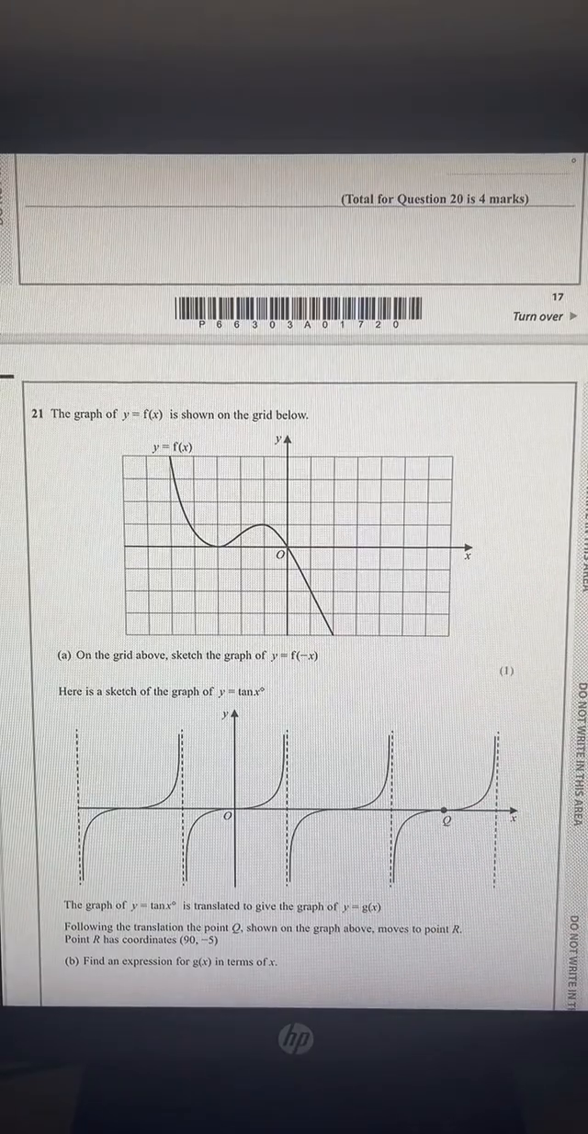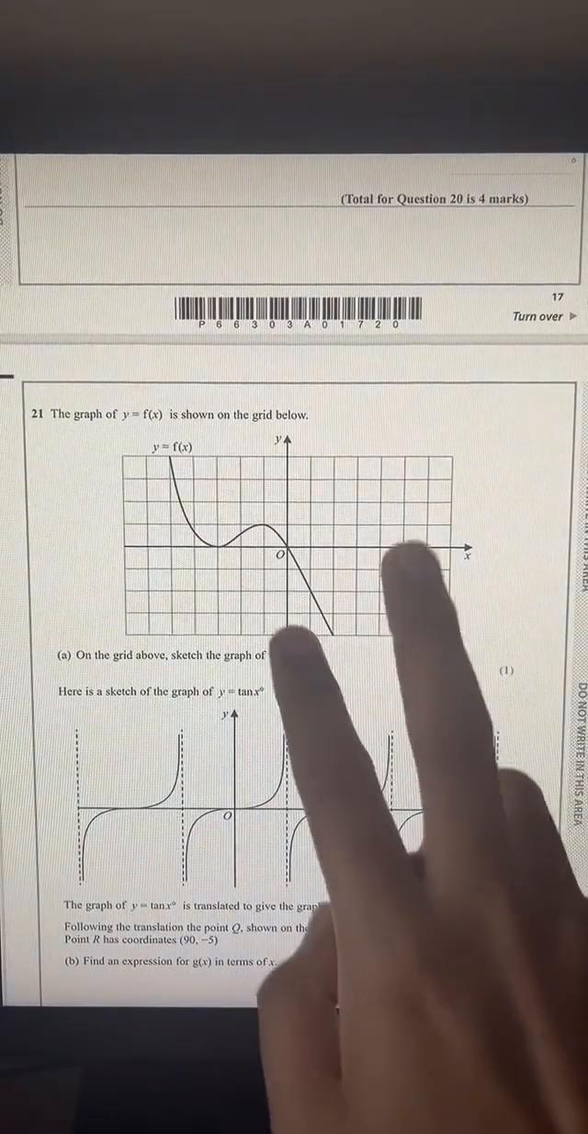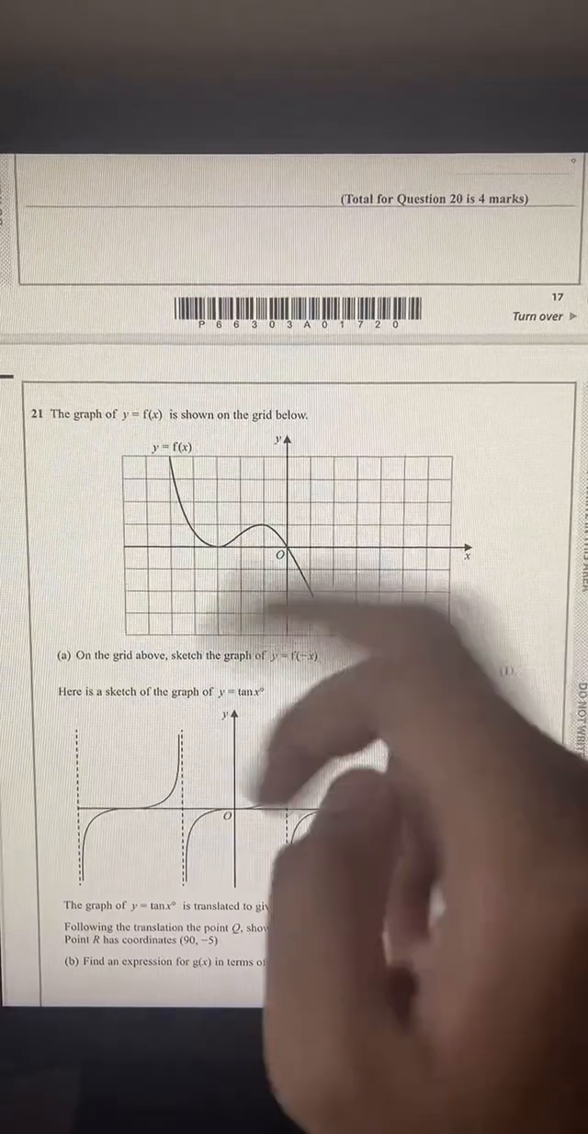Hopefully you guys should recognize what sort of graph this is. You don't need to for a question like this, but it helps to know that this is a cubic graph and it's a negative cubic for reference. Okay, on the grid above, sketch the graph y equals f of minus x. So here, the x is becoming minus, which means I'm going to reflect it in my y-axis.